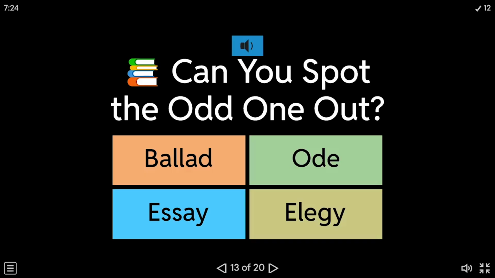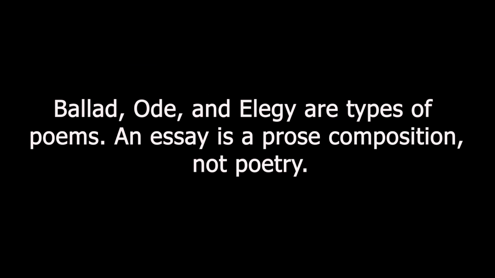Can you spot the odd one out? Ballad, ode, essay, elegy. The correct answer is essay. Ballad, ode, and elegy are types of poems. An essay is a prose composition, not poetry.